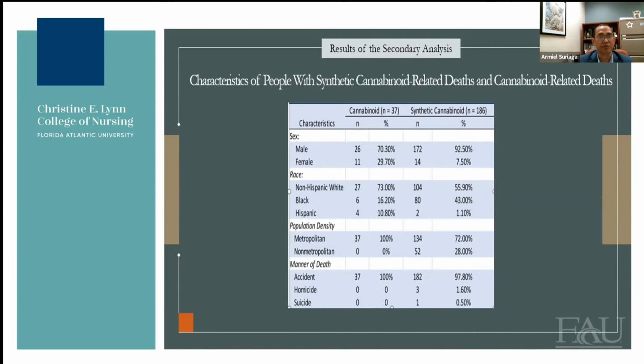So as the result we have here, we focus on 2014 to 2018. For cannabinoids, we don't include 2019. As I said, the decedents were mostly male: 70% for cannabinoids and 92% for synthetic cannabinoids, and female 29% for cannabinoids and almost 8% for synthetic cannabinoids. In terms of ethnicity, non-Hispanic whites were the majority affected, 72% for cannabinoids and almost 56% for synthetic cannabinoids. This happened 100% in cannabinoids among urban counties in Florida, and only 72% for synthetic cannabinoids. And mind you, this one has 100% cause of death. They were attributed to accidents for cannabinoids, and for synthetic cannabinoids, the majority died from accidents using the substance.